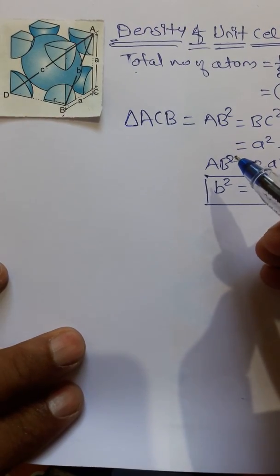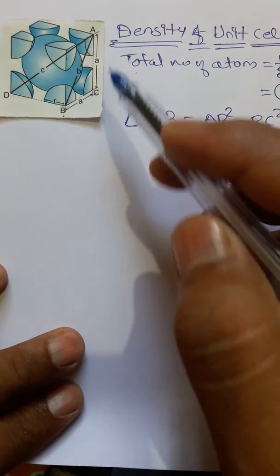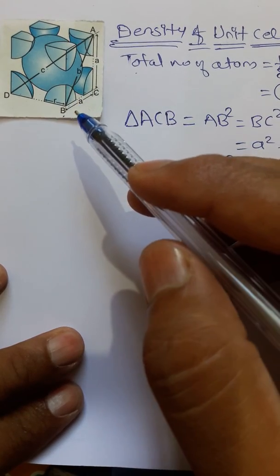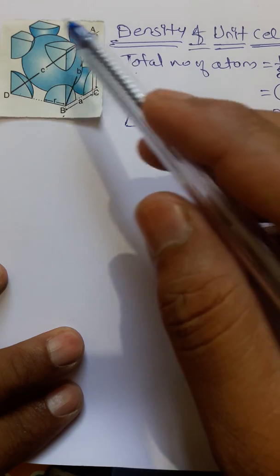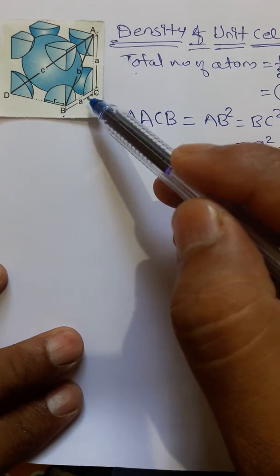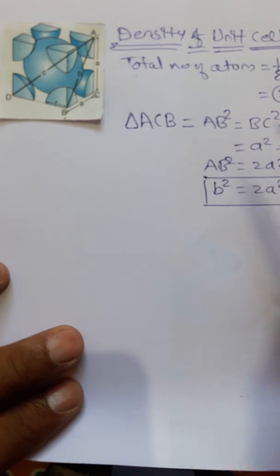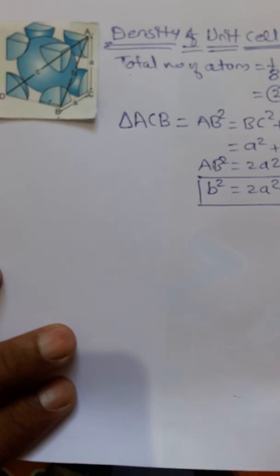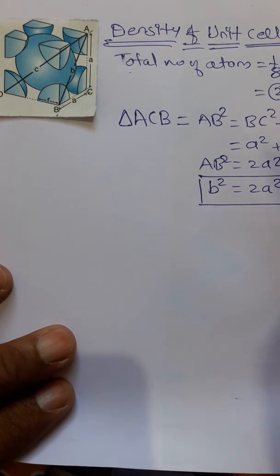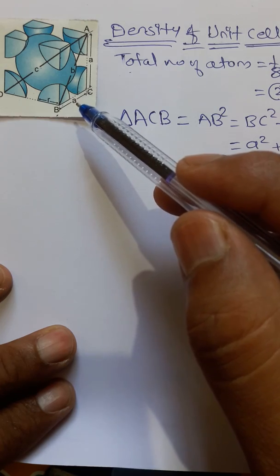Now next, our attempt will be to calculate the volume of this total unit cell. So to calculate the volume of this unit cell, I must know the value of this side. If we know the value of this side, then we can easily calculate the volume of this unit cell. To calculate this value A, we must follow the following process.